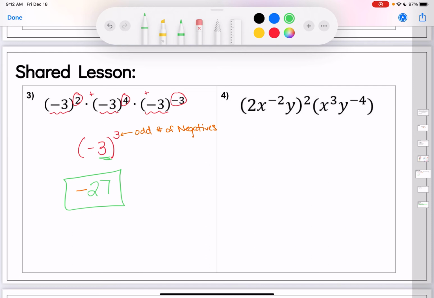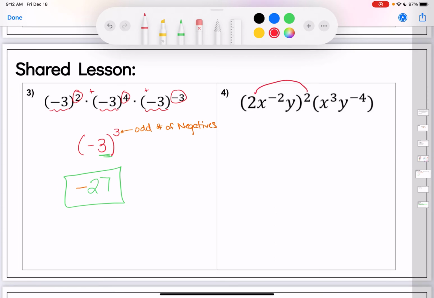2x to the negative second, y, all raised to the second power, times x to the third, y to the negative fourth. Again, more than one way that you could do this. We could move our negative exponents first and then distribute, or we could distribute right away and then figure out if I have any negatives. Personally, I usually like to distribute first, so I think I'm going to go for that.